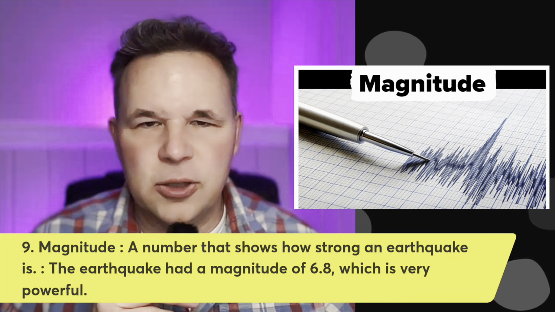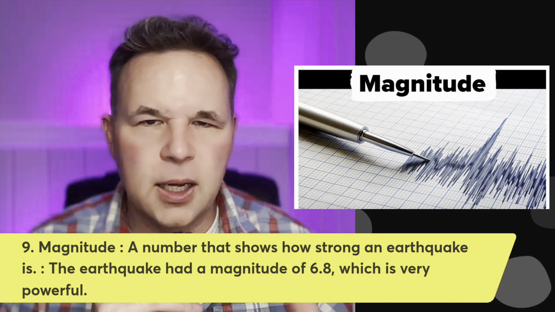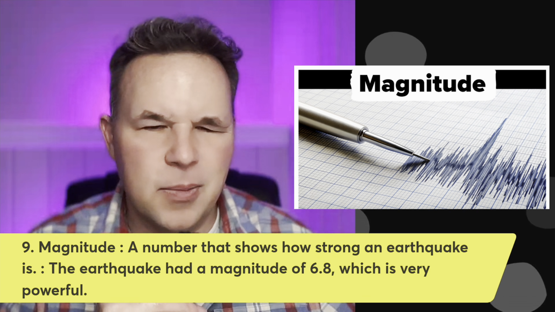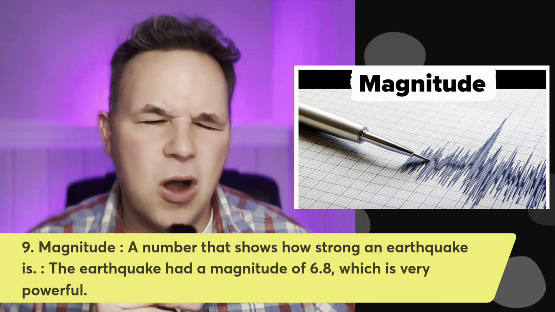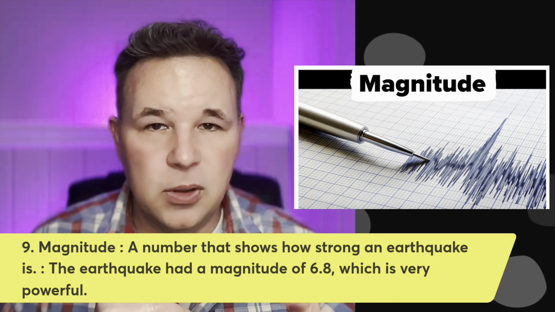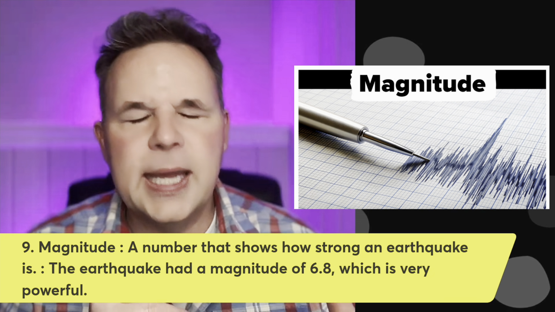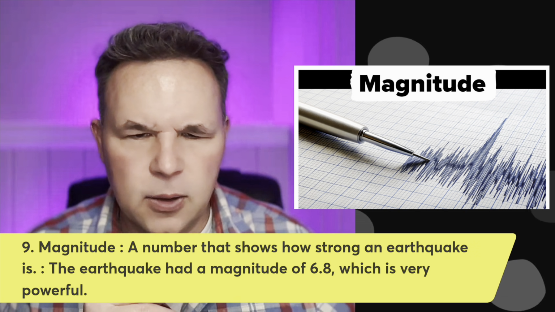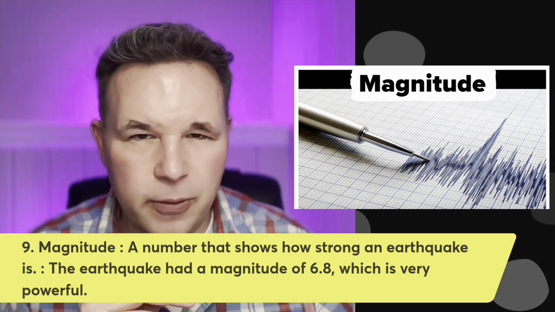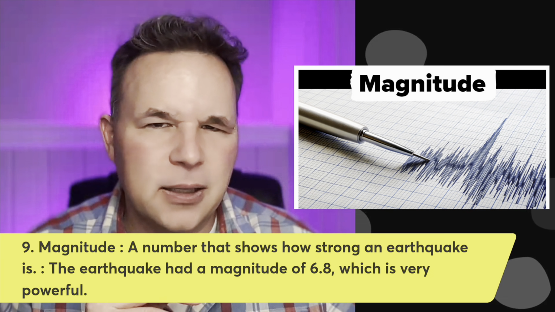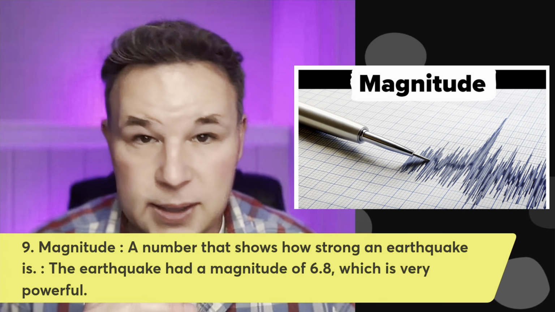Another word in English you will hear when talking about earthquakes is magnitude. That is a number that shows how strong an earthquake is. Here is just an example sentence. The earthquake had a magnitude of 6.8, which is very powerful. But remember, this earthquake had a magnitude of 7.7.